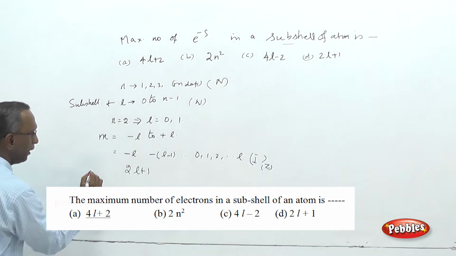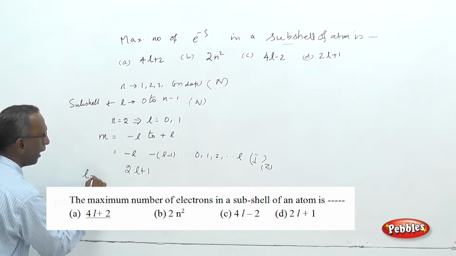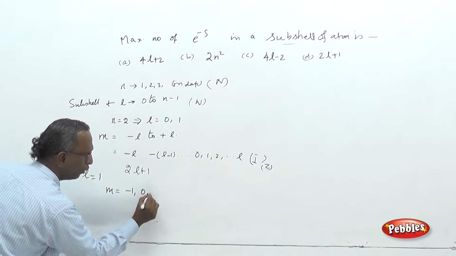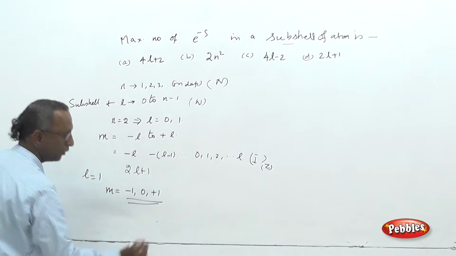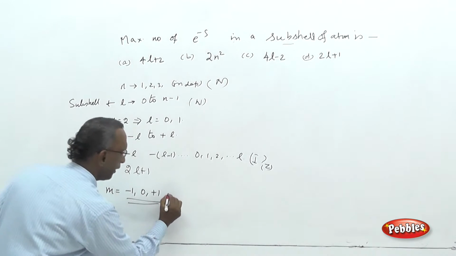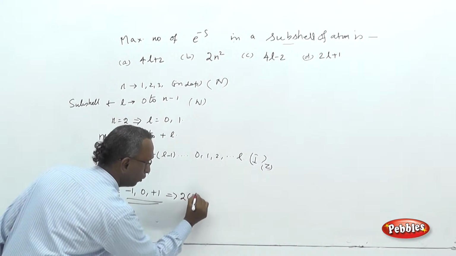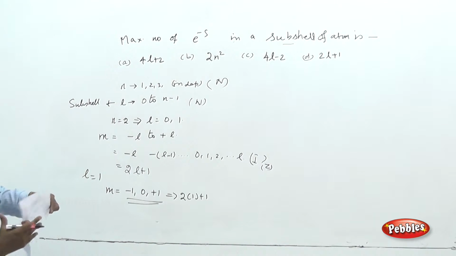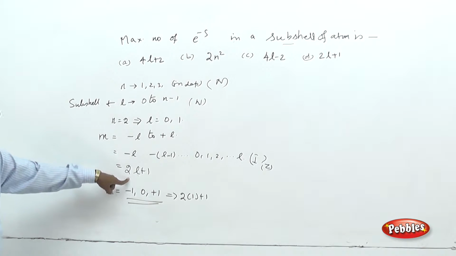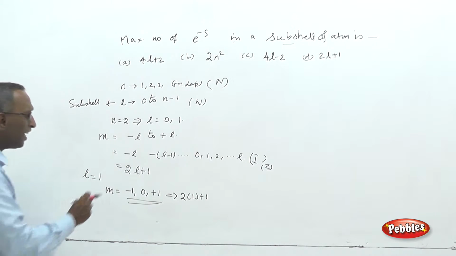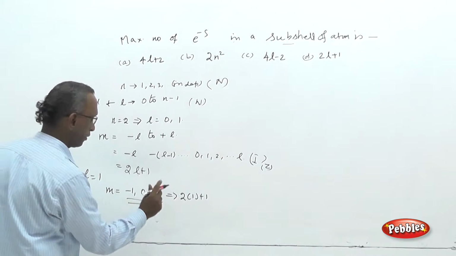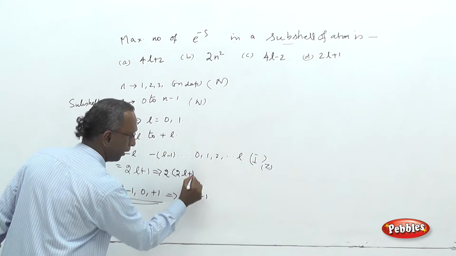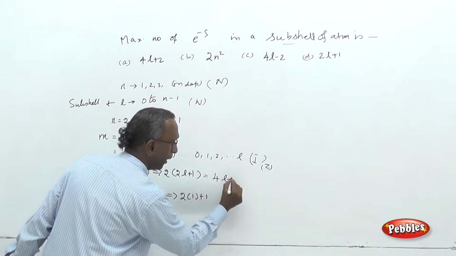So the total number of values will be 2l plus 1. Let us give an example. If you put l equal to 1, m equal to minus 1, 0, plus 1. There are 3 values. So it is nothing but 2 into 1 plus 1, that is 2l plus 1. There are 3 orbitals for the p subshell, as we have studied. In each orbital there are 2 electrons. So if you multiply 2 into 2l plus 1, it gives 4l plus 2.